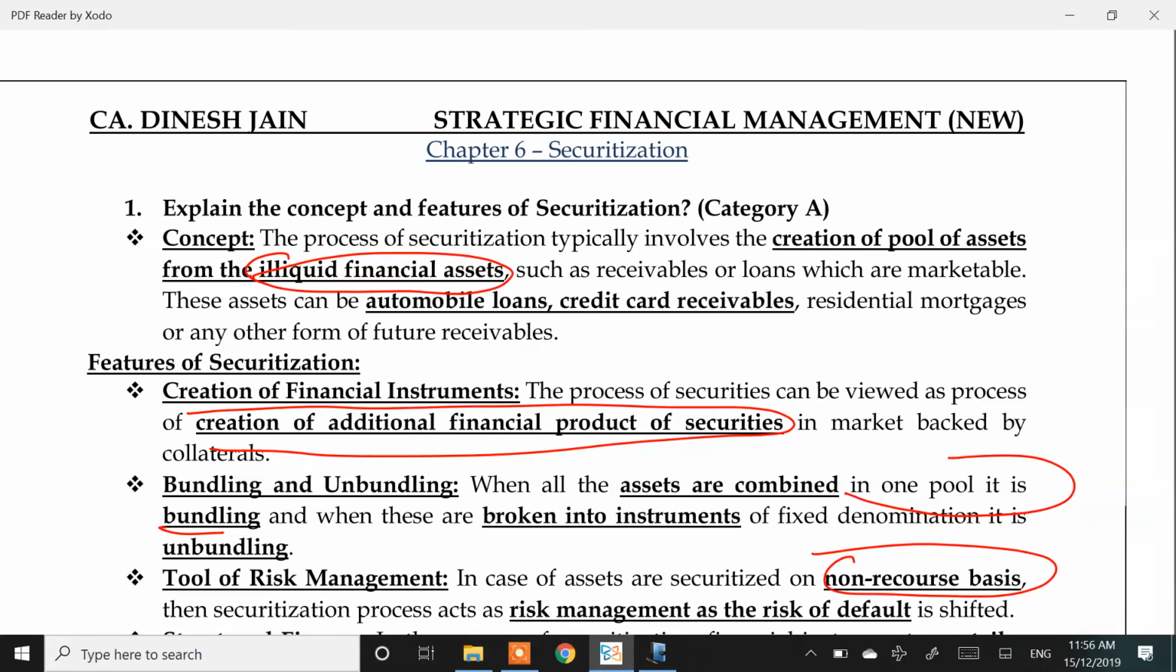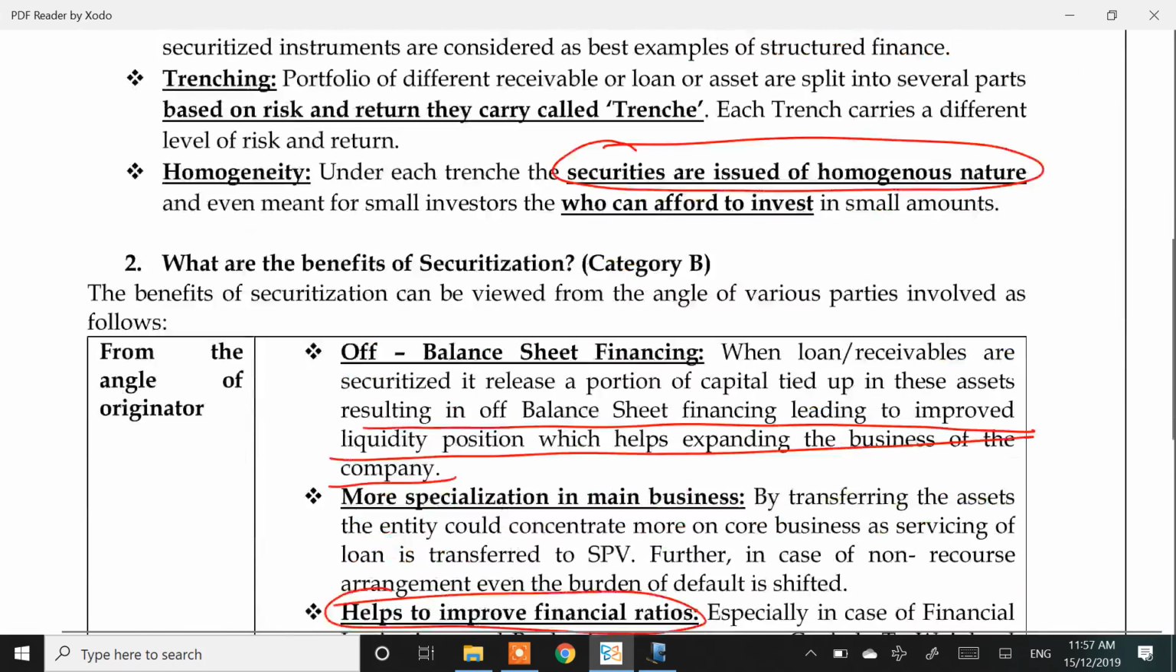SPV will issue PTC or PTS to the investor. And in this process, the originator will get the money on day one instead of waiting for a few years to collect the money from the obligors. In case an obligor defaults on the payment, if it's a recourse kind of arrangement, the loss will have to be borne by the originator. If it's a non-recourse kind of arrangement, the loss will have to be borne by the SPV, which indirectly means the investor is going to bear the loss.